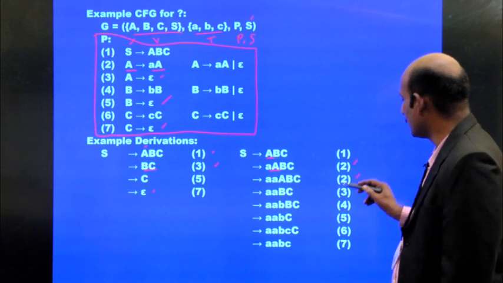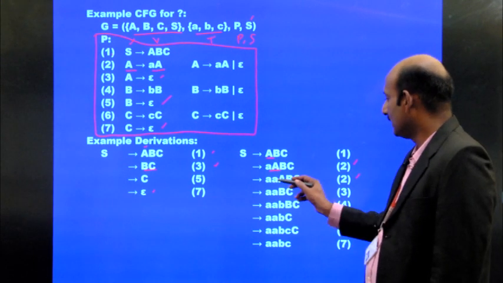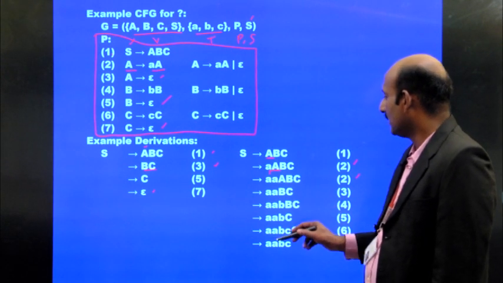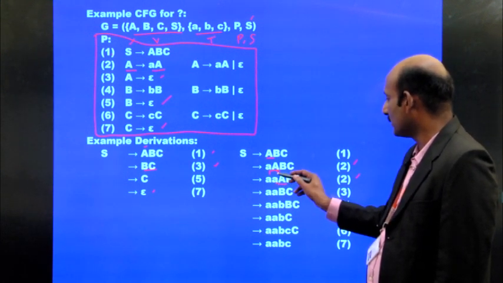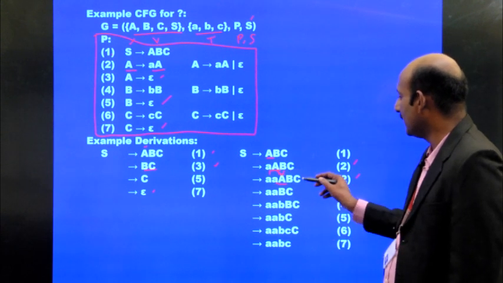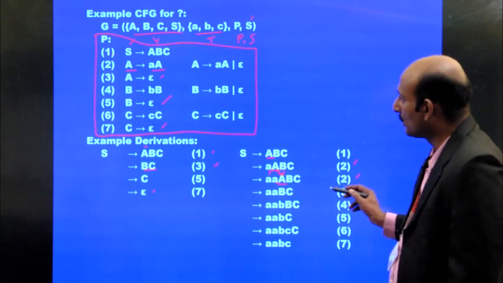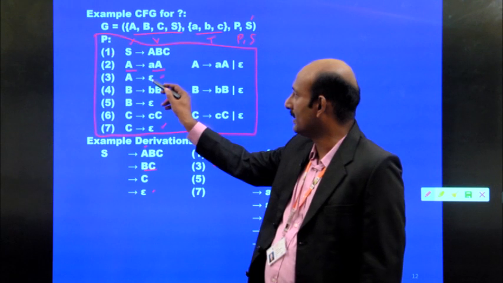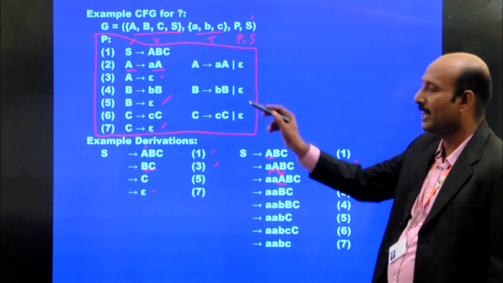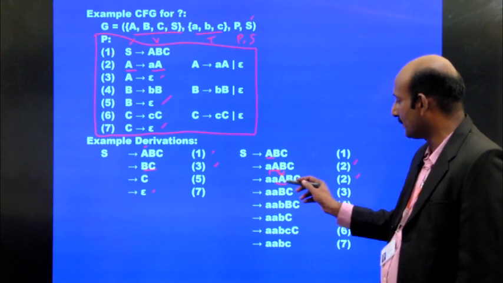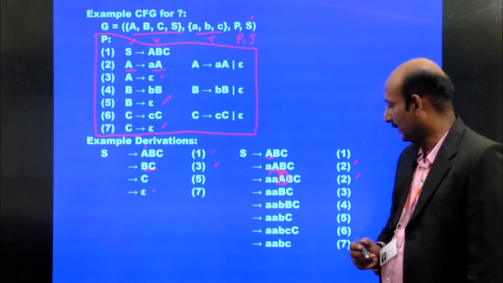Again, we may substitute rule 2 in the place of A. Then we get this A, which is already existing, right? So this A comes in the form of this A. Because of this, we can get it. The remaining BC is as it is. Now AABC, as per production number 3, A implies epsilon. So we substitute epsilon into the place of A, then we may get AABC.